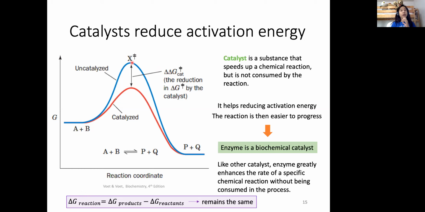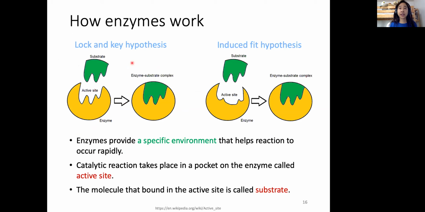All right, now we will focus on the enzyme and how it works. An enzyme is actually providing a specific environment to help the reaction proceed more rapidly. The catalytic reaction can take place in a pocket of an enzyme. We call it the active site. The molecules that bind to the active site of an enzyme are called substrates.